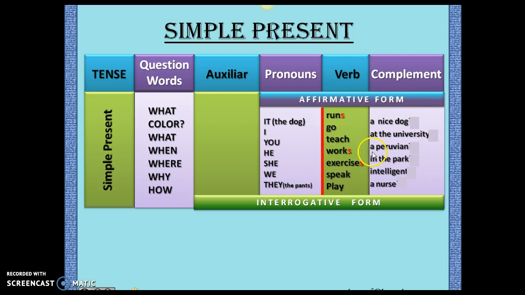Now I want you to look at this. It says don't and doesn't. Okay? Here we have the auxiliary, but in negative form. And look at the position. The position is between the pronoun, okay, and the verb. Here goes the negative form, the auxiliary. So if I want to say something in negative, I say he doesn't speak Japanese. She doesn't play in the park.